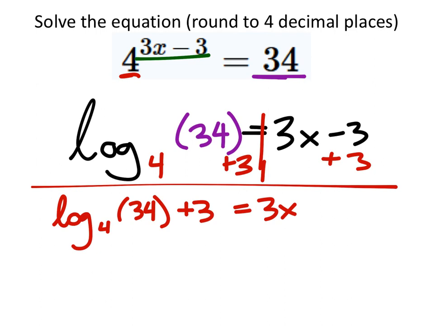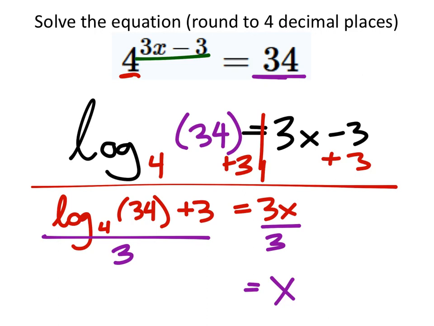Now, if you did evaluate that log first, that's fine. You just want to make sure you keep the right number of decimal places. I would say at least 5, just in case your rounding comes back. Because now that we have 3x and we just want x, we're going to divide this whole thing by 3. That will solve for x. And this is something I'm going to plug in my calculator.